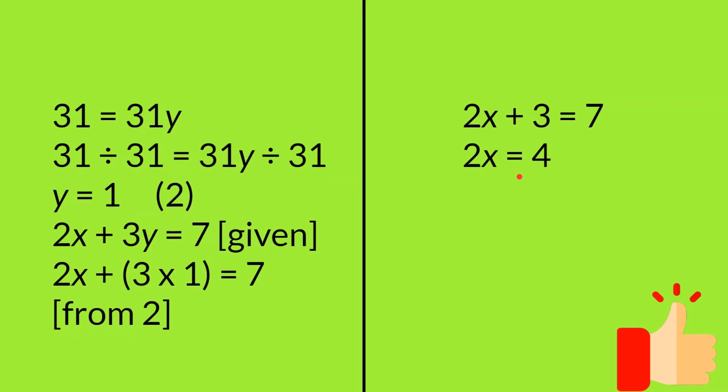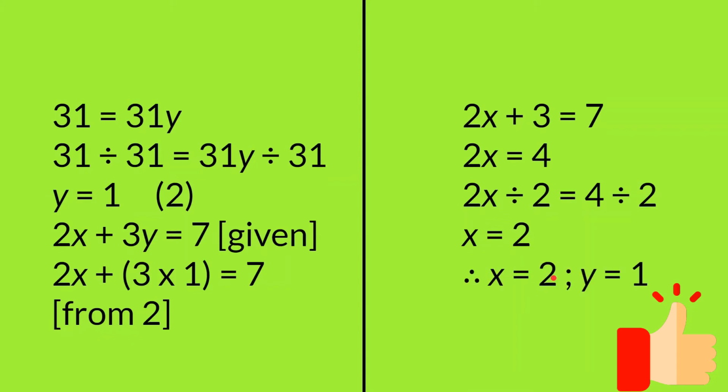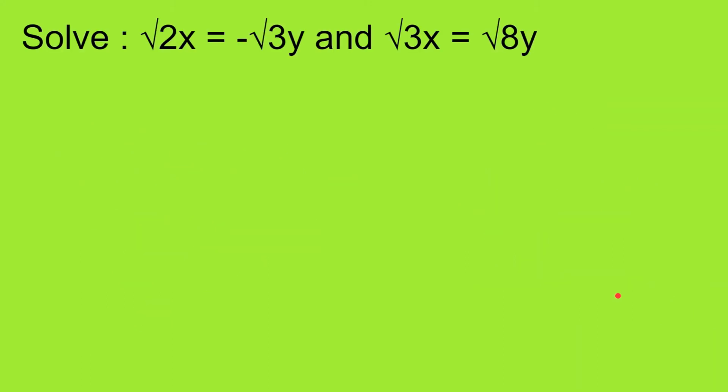So we'll divide both sides by 2. 2x divided by 2 is equal to 4 divided by 2. So this 2 gets cancelled out, leaving x on the LHS and 2 on the RHS. So x is equal to 2, and our final answer is x is equal to 2 and y is equal to 1. Let's see one more example.